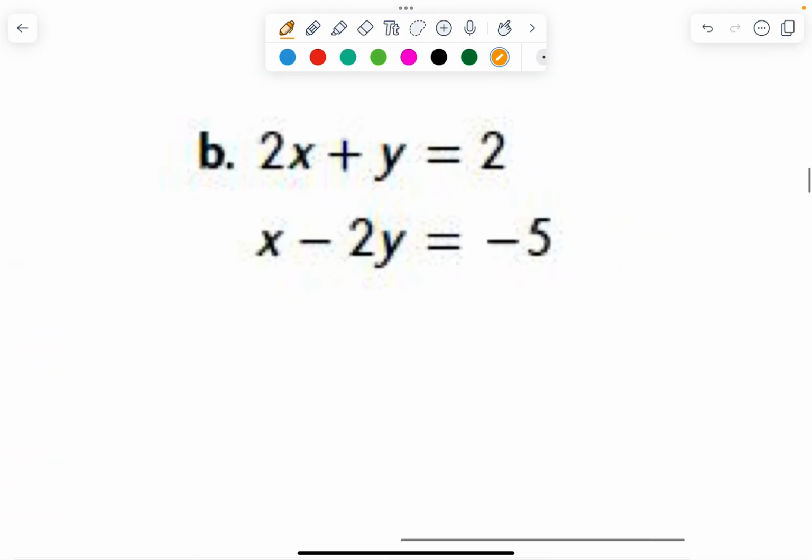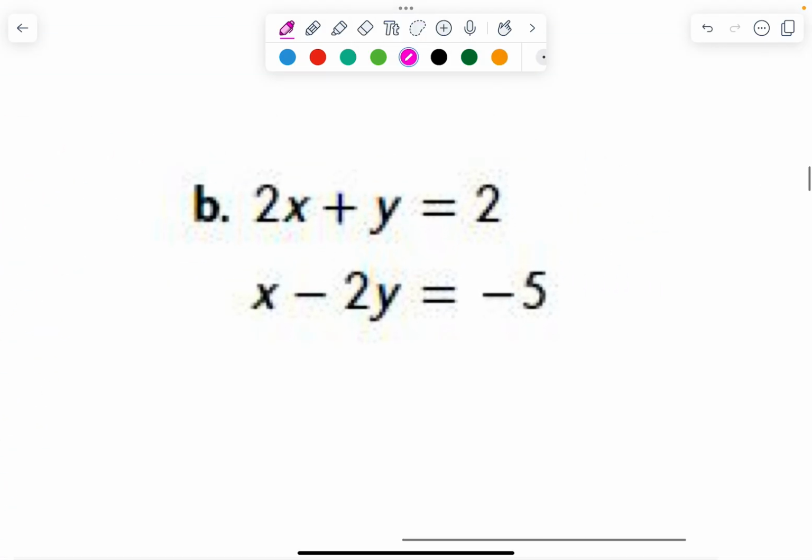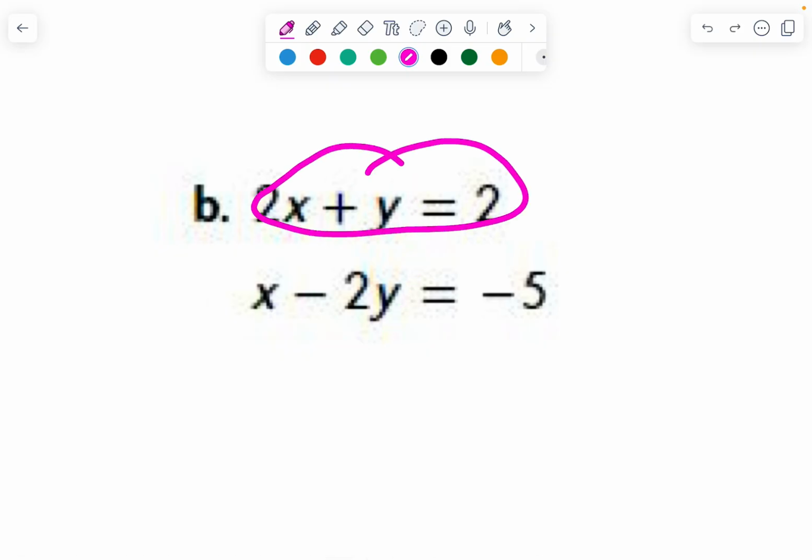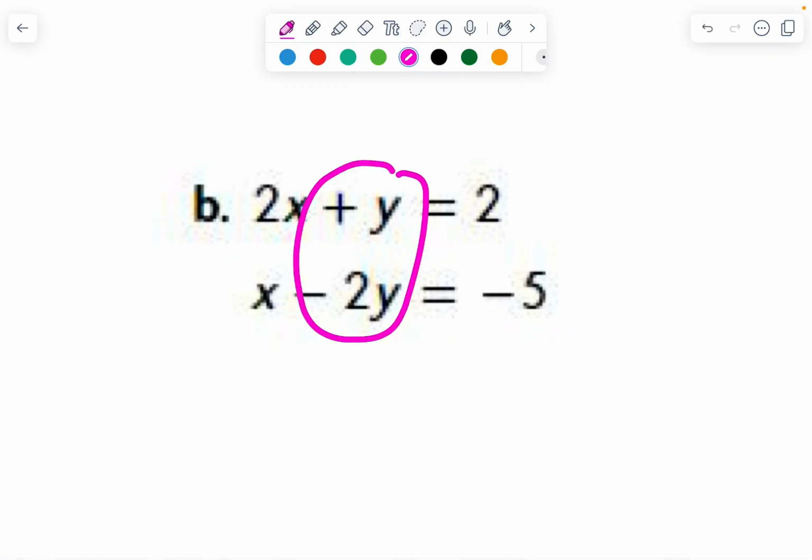All right, now for B. All right, so once again, we could multiply our x by a negative 2, but I'm going to show you something different so you can see more than one option. So I'm going to try to make these two opposites right here. So I'm going to multiply this top equation by 2. So then this becomes a positive 2, and it's opposites with a negative 2.